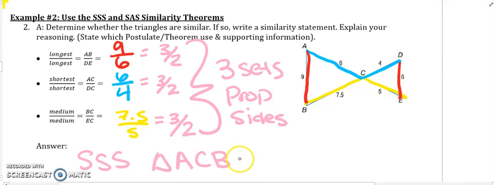Now, this is not the only way you could have done this. You recognize your bow tie shape and know that there's vertical angles here, so you could have also done it by SAS. That would work as well. Either one of those answers is perfectly fine.